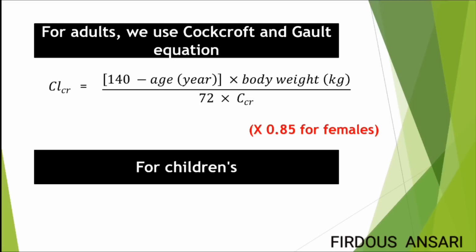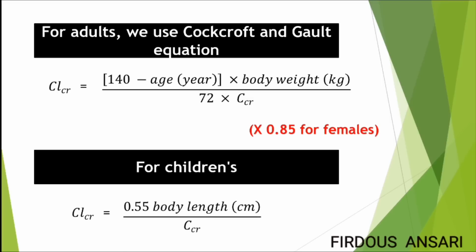Next, for children, there are a number of methods for calculation of creatinine clearance based on body weight and serum creatinine concentration. So for now we have Schwartz's equation, which is like this: creatinine clearance is equal to 0.55 into body length in centimeters divided by the serum creatinine. Here 0.55 represents a factor for children who are aged 1 to 12 years.